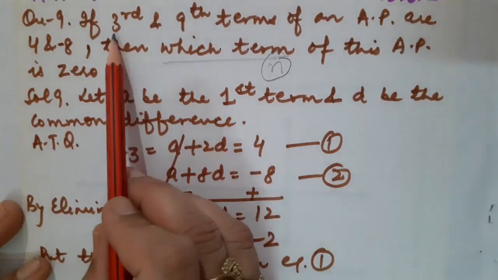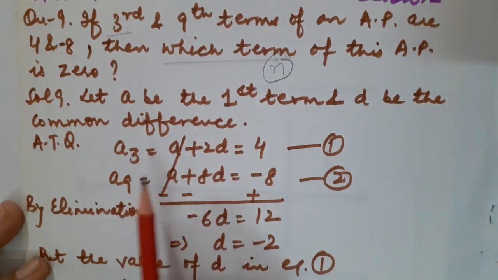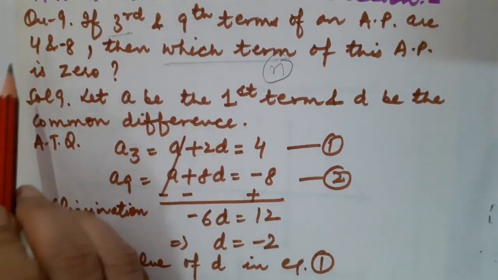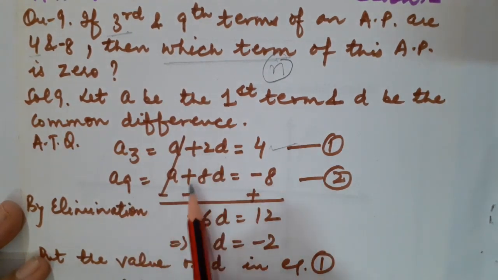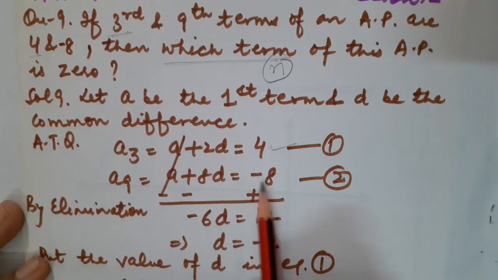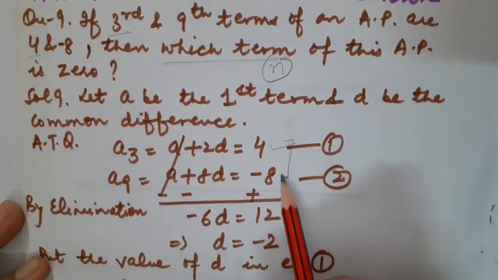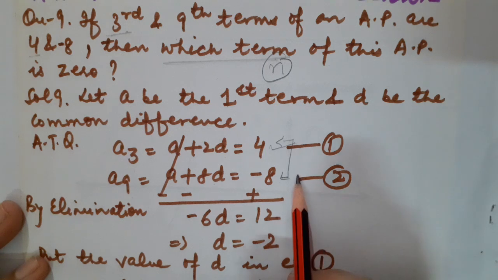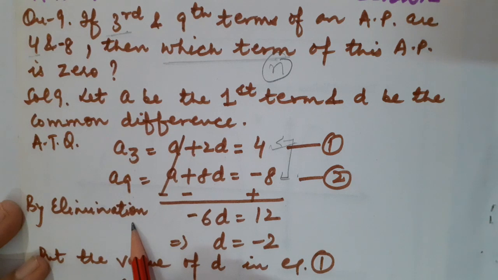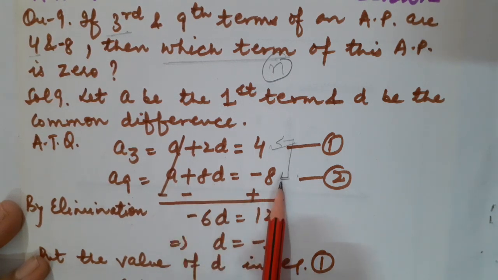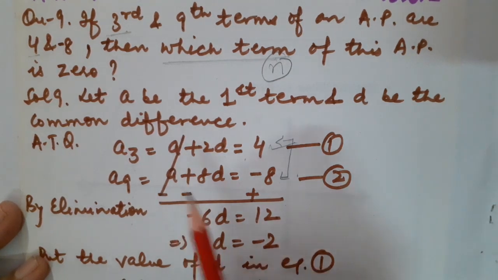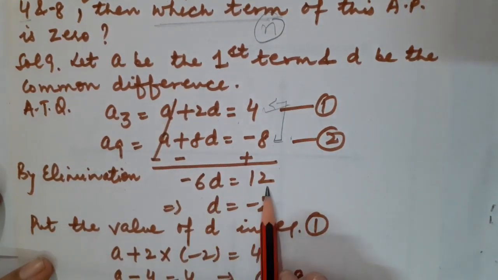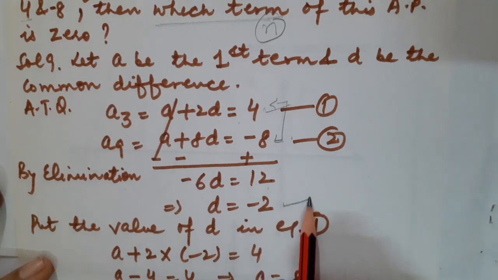Now according to the question, third term, that means a3, will be written as a plus 2d. This is equal to 4. Now ninth term, that is a9, will be written as a plus 8d is equal to minus 8. So children, you have got a pair of linear equations in 2 variables, that is a and d. So solve them. I am going to apply the elimination method. After subtracting equation number 2 from equation number 1, this a and a are going to be cancelled. I have got minus 6d is equal to 12. So d is equal to minus 2.